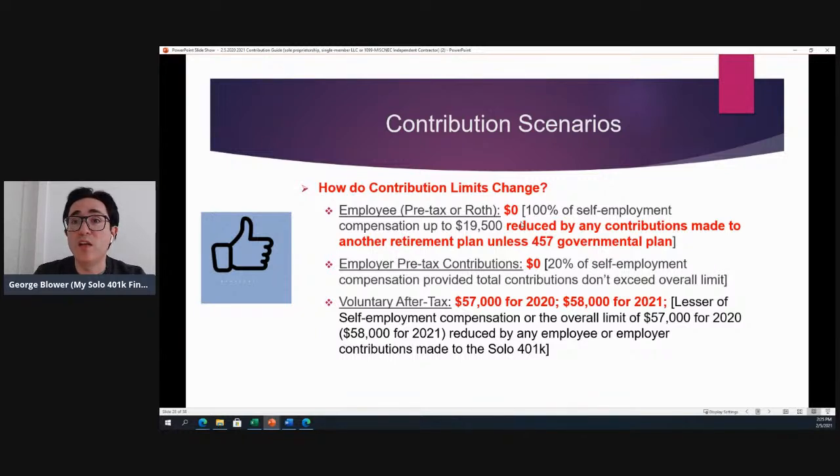So one of the takeaways here is that even though they're 50 or older, they can't contribute more. The limit doesn't go up. It's still $57,000 or $58,000 for 2021 as an after-tax contribution, and then move it from the after-tax to the Roth.